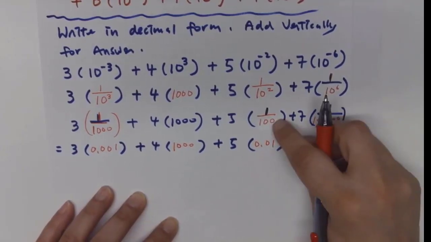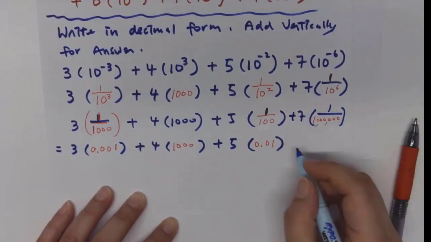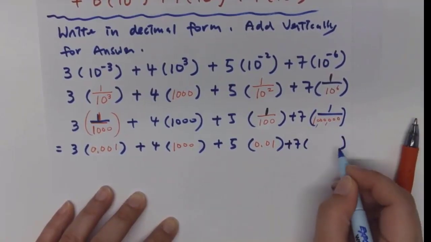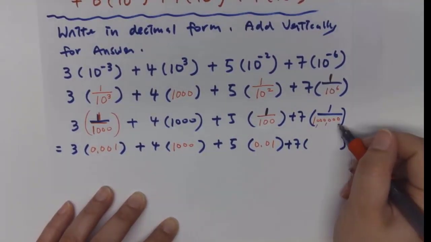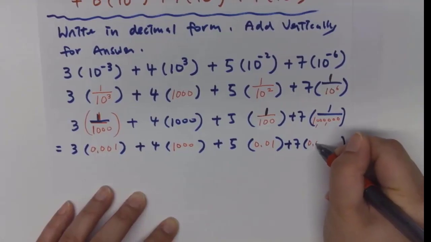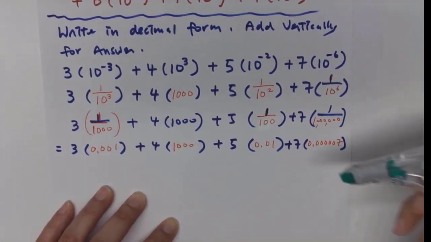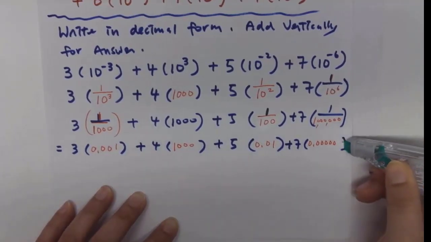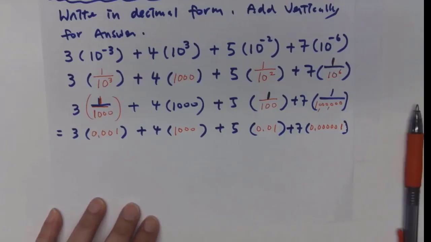0.01 because 20 at the bottom is in 2 decimal places, right? The last one, 7, times how many decimal places? 6, right? Because you have 6 zeros, so it's going to be 0.1, 2, 3, 4, 5, and then, sorry, there's a 1 here. I'm a little bit ahead of myself. 1. Okay, so we need to multiply them together.